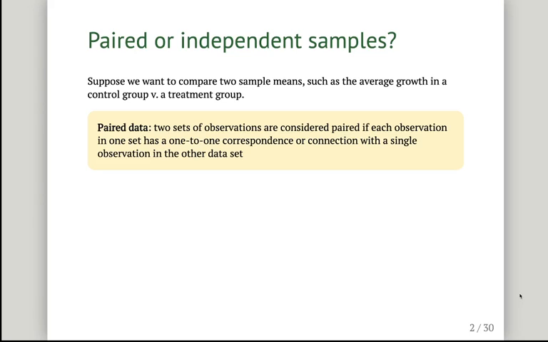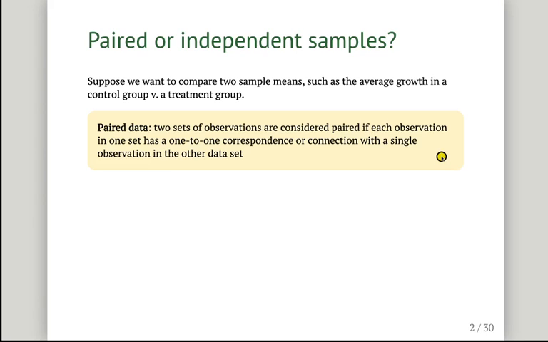So let's say we have a control group and a treatment group that we might want to compare, or group 1, group 2. How are they related, or are they related? If we have paired data, that means that we're assuming that each observation in one of the groups or one of the data sets has a direct or one-to-one correspondence with a single observation in the other data set.